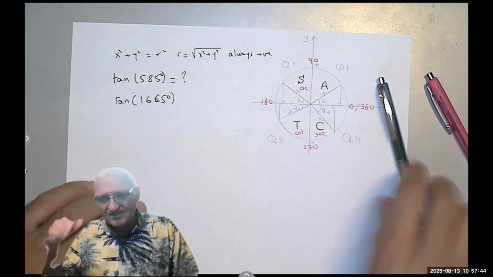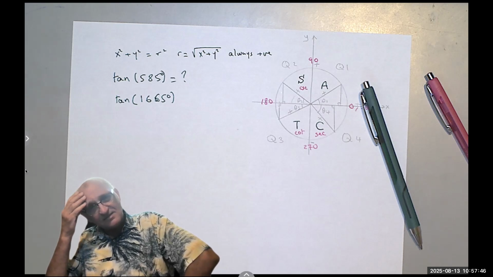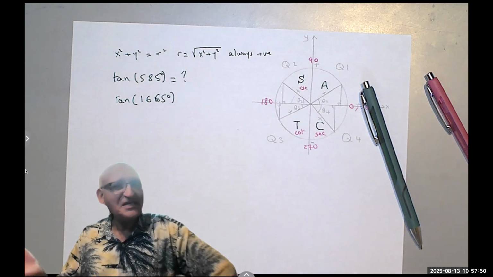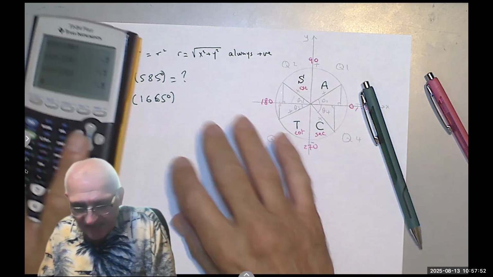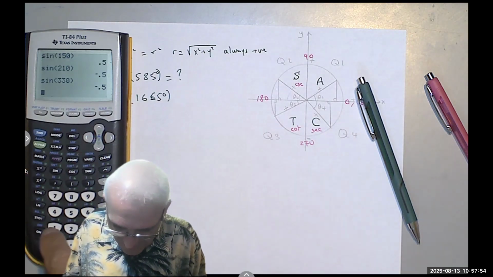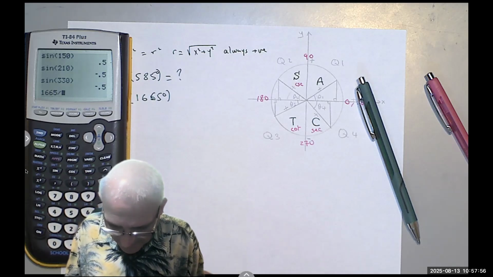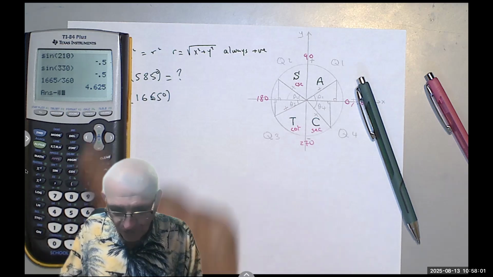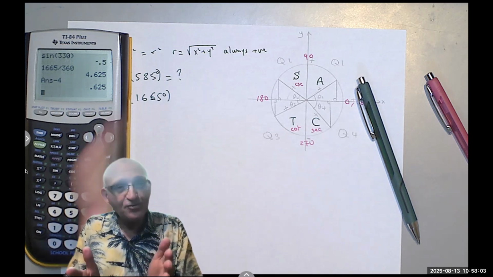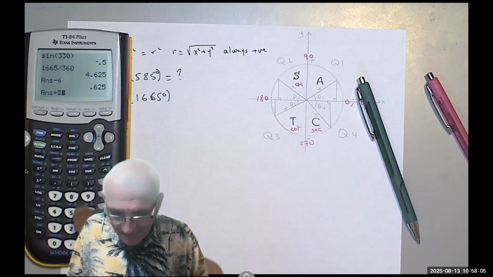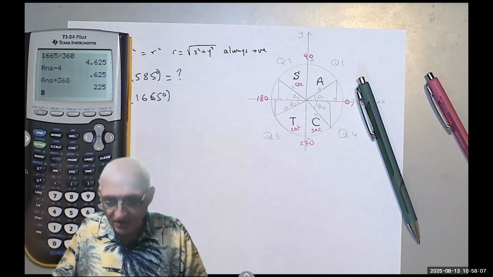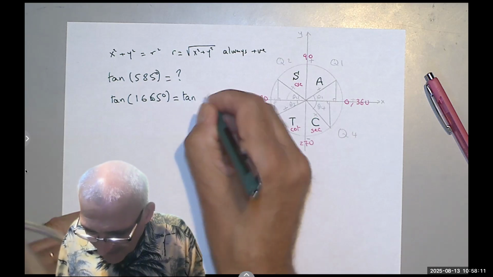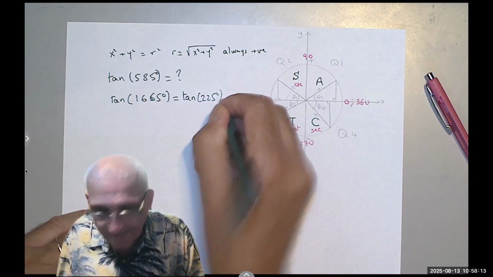And they ask you, what is the tangent of 1665 degrees? You say, why are you giving me that? I'm going to see how many 360s exist. So 1665 divided by 360 is 4 point something. So I'm going to subtract 4 from that to make it a number between 0 and 1, and then multiply back by 360. I get 225. So this is the same as the angle of tan 225.